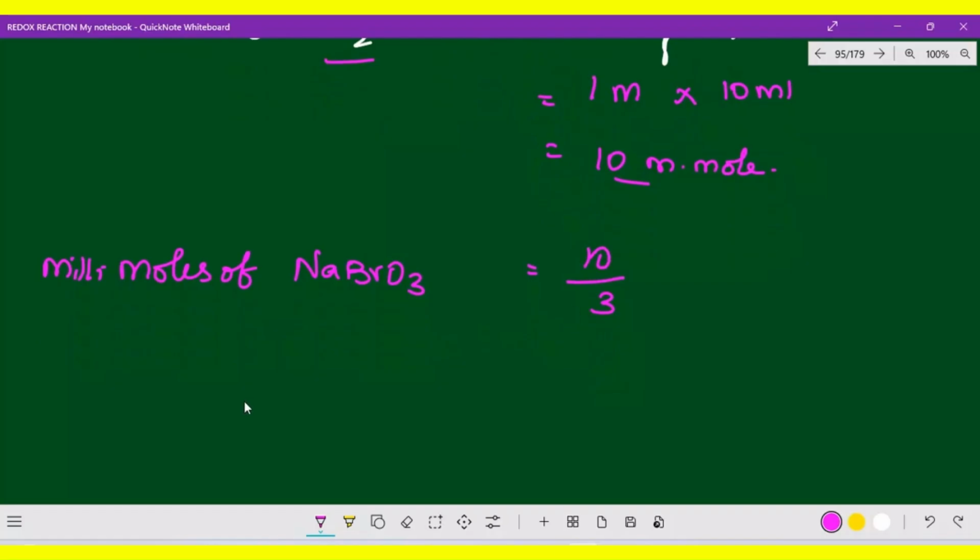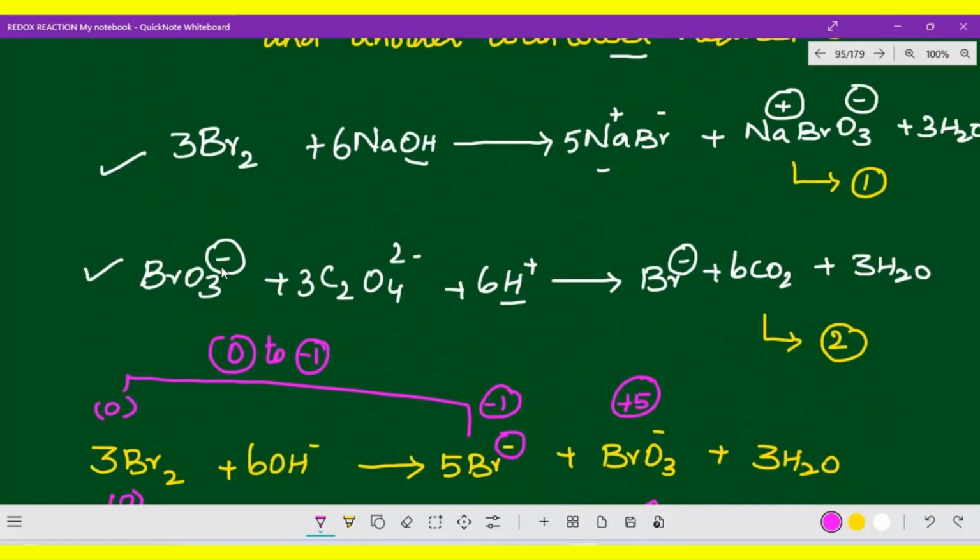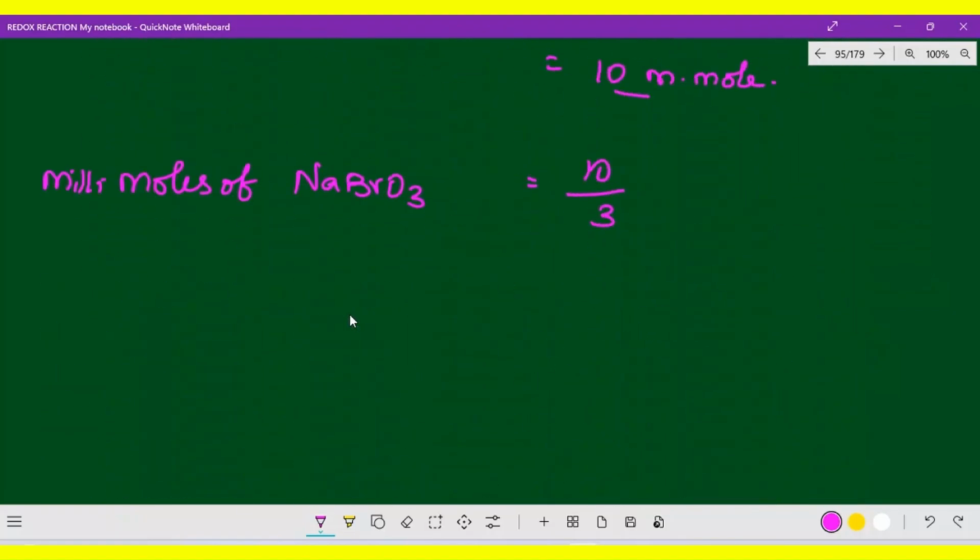Right, now we go and identify how much calcium oxalate is required. According to the balanced equation, BrO3 minus plus 3 moles of calcium oxalate, that is the oxalate ion I just mentioned, C2O4 2 minus. So 3 moles are required. So here 3 moles are there, but how many moles are required? Therefore, millimoles of calcium oxalate, CaC2O4.